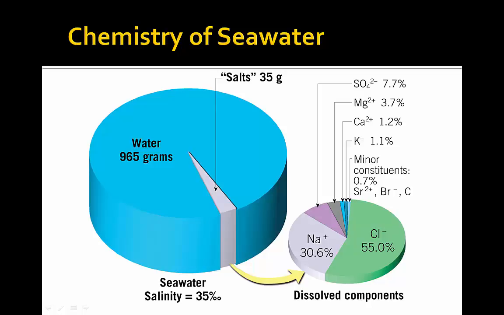By far the most common of the dissolved minerals in seawater is halite, or table salt. There are many other types of salts and other compounds found in seawater, and in fact all elements can be found there, albeit in very small amounts.